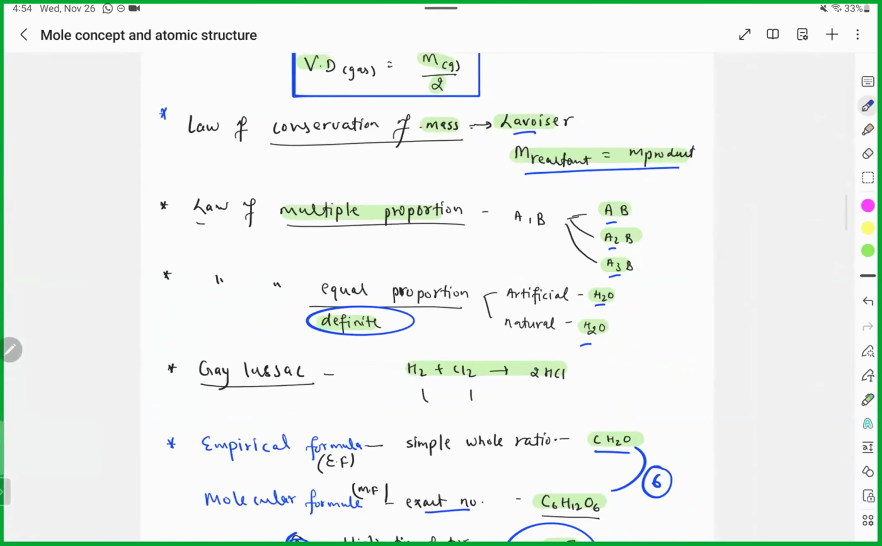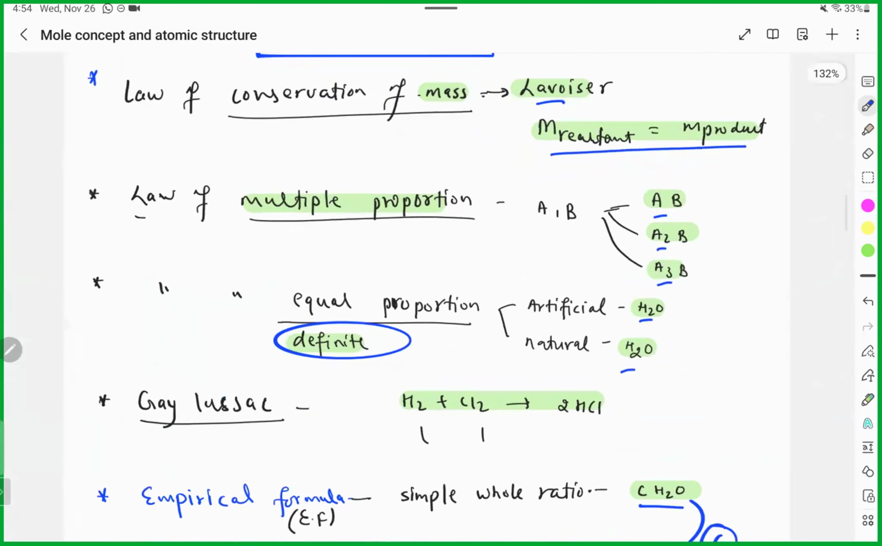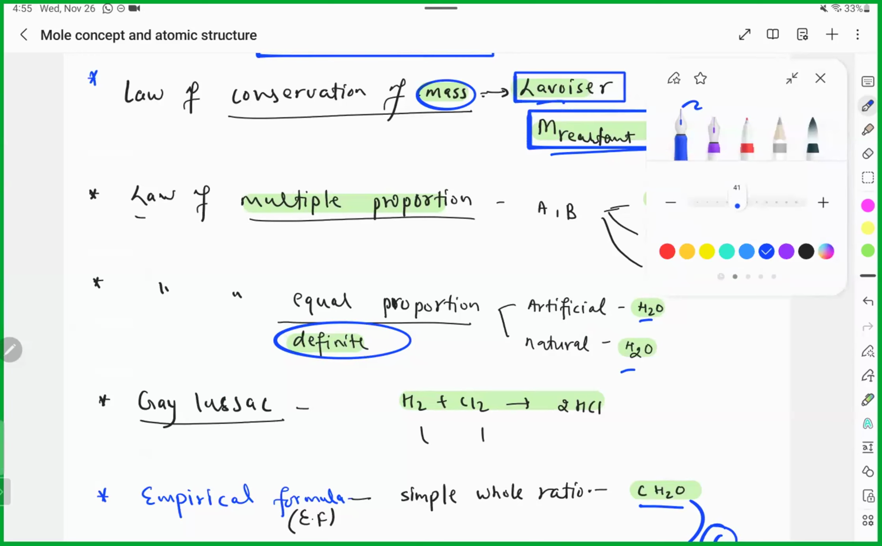In your very first classes, the teacher must have taken a very long time to explain the law of conservation of mass. But now it's not really important for NEET, to be honest. I'm not saying they cannot ask a question, but it will be very easy. Lavoisier explained this: during a reaction, the total mass of reactants will be equal to the total mass of products.